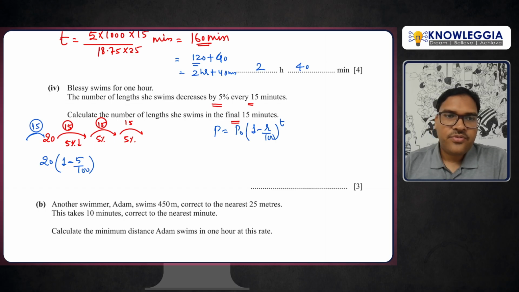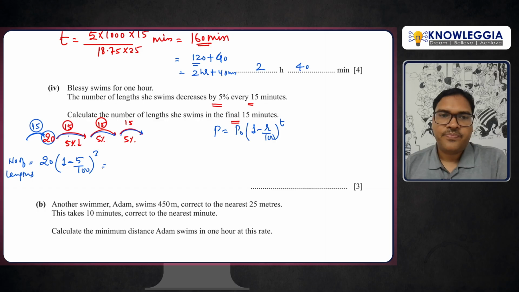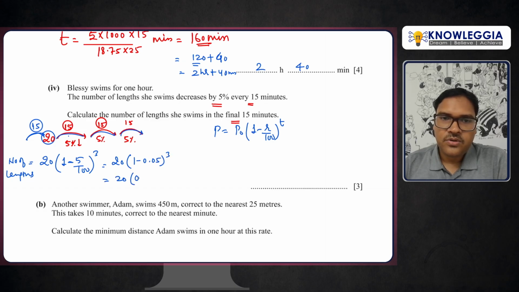So in the first 15 minutes, this was 20. Then it decreased by 5% in the next, decreased by 5% in the next, and decreased by 5% in the next. So there are 3 time intervals. You can see that that is 3. So you can check this value. This is the final number of lengths in the final 15 minutes. So if you just check this, this is 20 into 1 minus 0.05 raised to 3, or this is 20 into 0.95 raised to 3.